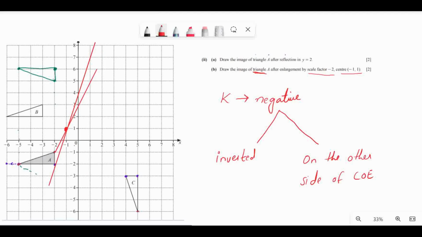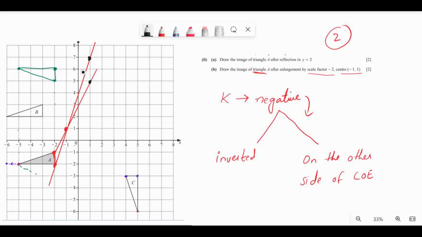From these two lines, we can clearly see that the difference between this point and this point is 1. As the scale factor is -2, the negative sign indicates inversion, and the 2 indicates that the size of the image will be double. So if the length of this side is 1, the difference between these two lines must be 2. So this will be the first point and this will be the second point.